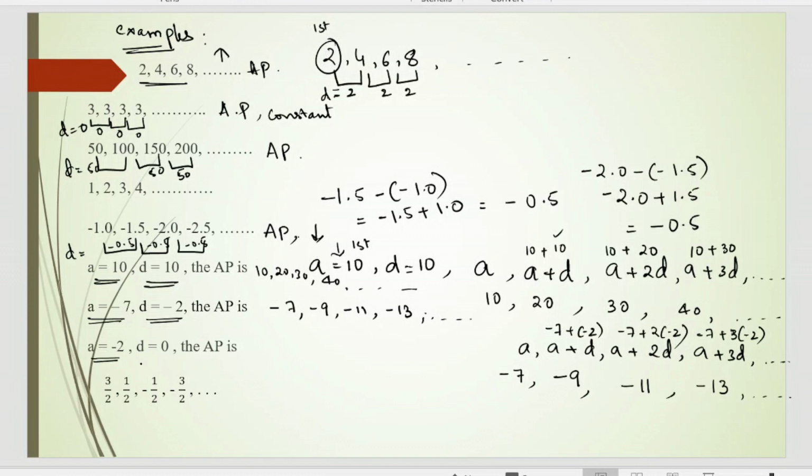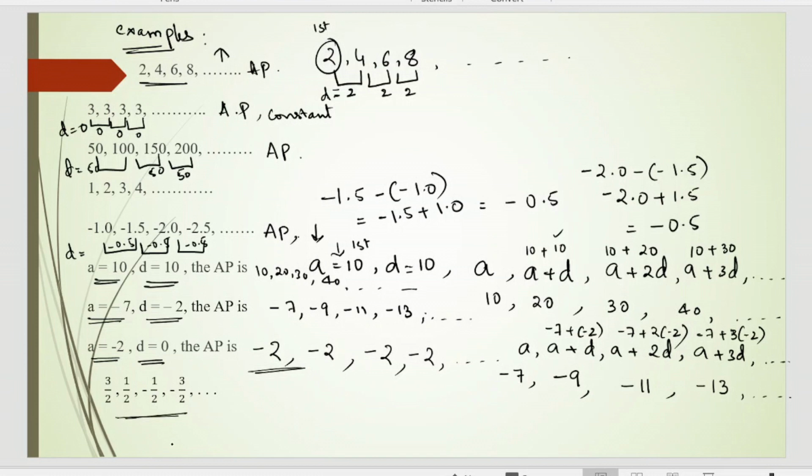Okay. Now let us see the next one. A is minus 2 and D is 0. So how do you get the AP? The first term is minus 2. When you add 0 to the first term, you will get minus 2, right? And when you add 0 to the second term, you will get minus 2. Okay? So this is the AP.